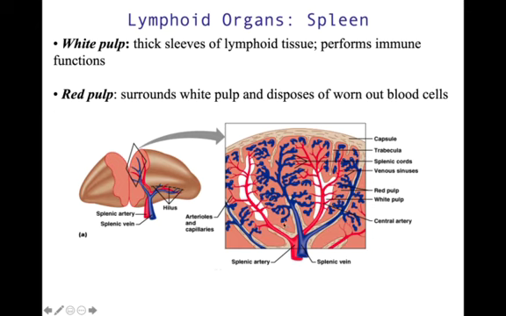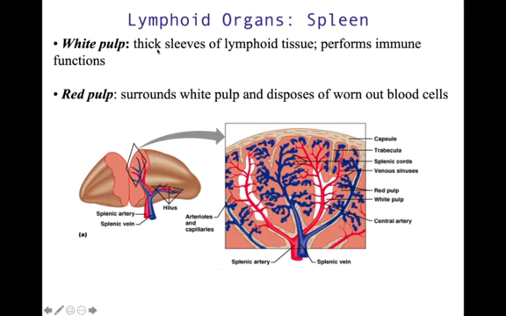Now, all the stuff you see in red, what we call the red pulp, is the part of the spleen that's going to get rid of the old, the aged, the defective blood cells. So we're not going to really concentrate on the red pulp. We're going to concentrate on this white stuff that's surrounding your blood vessels. We call that the white pulp.